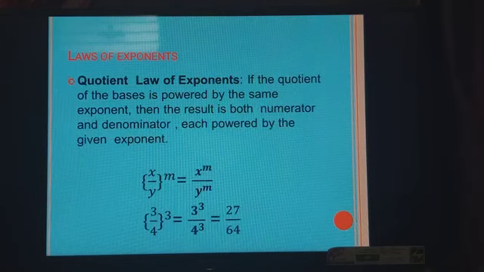So now the next law is the quotient law of exponent. If the quotient of the bases is powered by the same exponent, then the result is both numerator and denominator, each powered by the given exponent. Here, if the quotient x by y is raised to the exponent m, then we get the numerator x raised to m upon the denominator y raised to m, that is, 3 by 4 raised to 3 is equal to 27 upon 64.